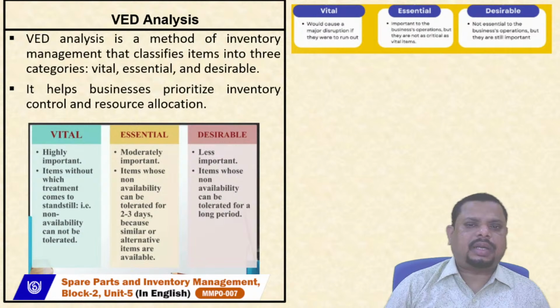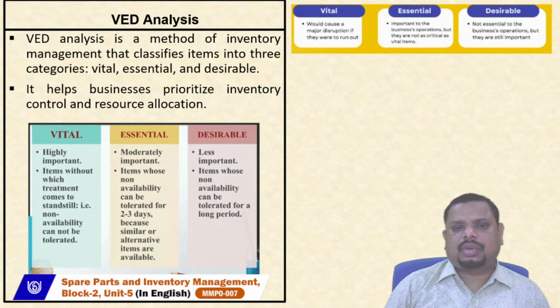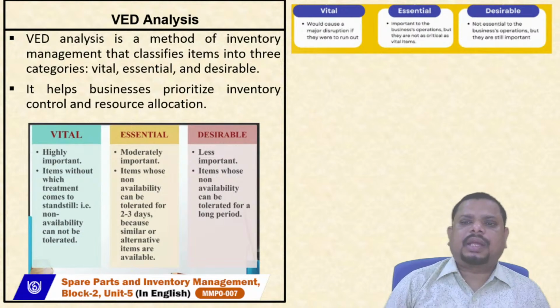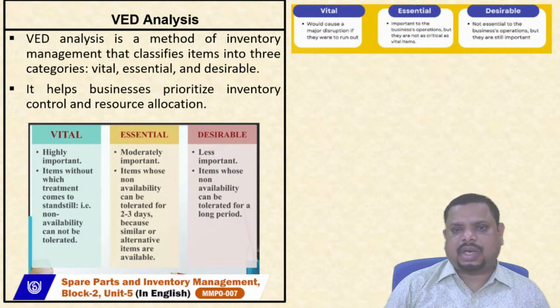So if you go for vital items, it would cause a major disruption if they are not available and they were to run out in the industries. Then essential items are of importance to the business operation but are not as critical as the vital items. And desirable items are non-essential to the business operations, but they're still important in case of the known inventories. So these are the overviews of your VED analysis, which stands for vital, essential, and desirable items.